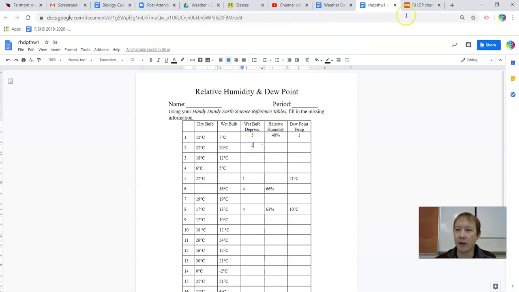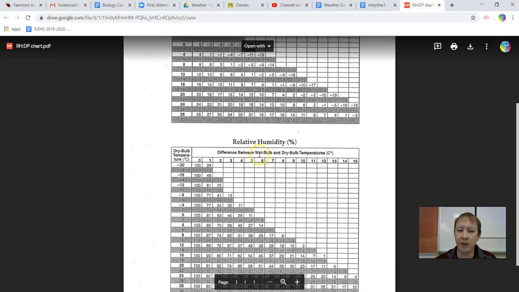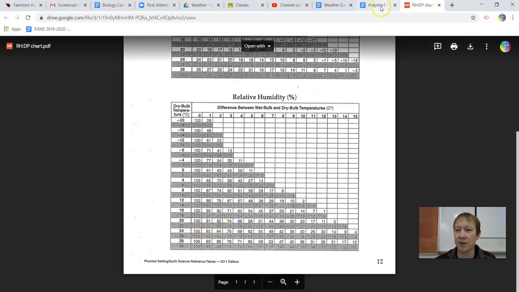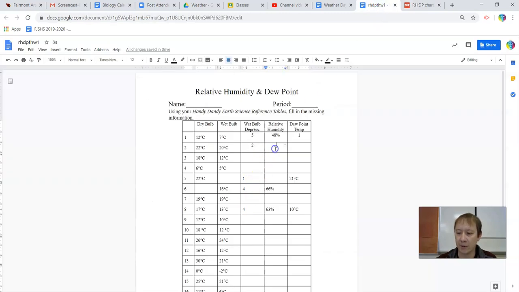So we go back and look at the relative humidity. We come down to 22 degrees Celsius. We have 0, 1, 2. So that means our relative humidity is 83%. And so you type in here 83. Which means it is fairly high in moisture. It'd be kind of a nice, hot, muggy day.